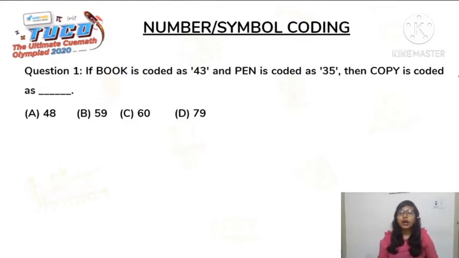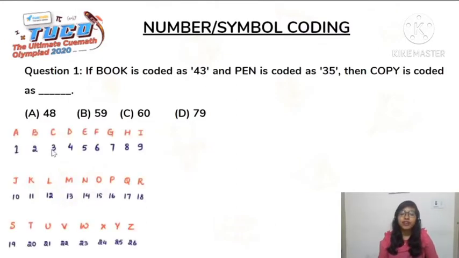Alright, so let's check out here. If book is coded as 43. For this, I would give you something very helpful: the respective numbering of the letters. This is going to be very helpful for such kinds of questions. Now let's see how this is helping us.